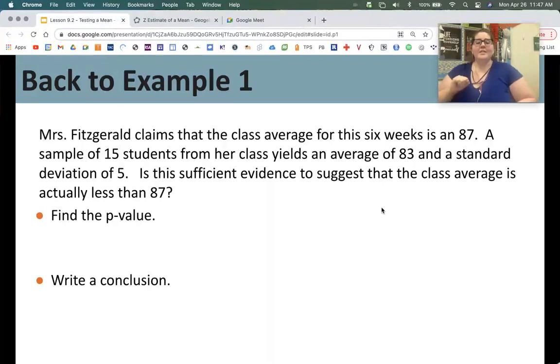I tried. So let's go back to example 1, which is about Miss Fitzgerald and the class average. Miss Fitzgerald claims that the class average for this 6 weeks is an 87. A sample of 15 students got an average of 83. That was their sample average, and a standard deviation of 5. And we want to know, is that evidence to suggest that the class average is actually less than 87? So we already did our hypothesis statements.